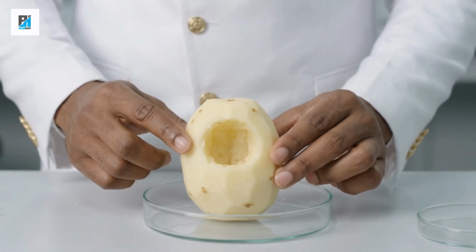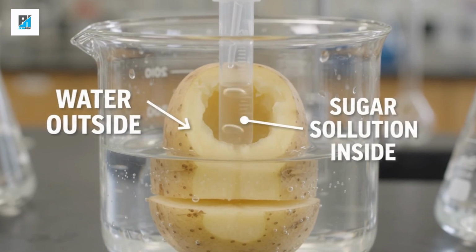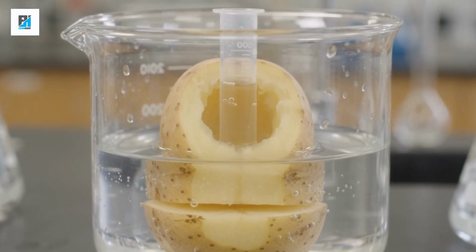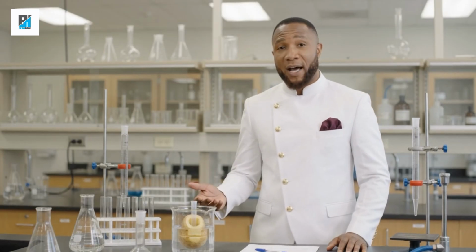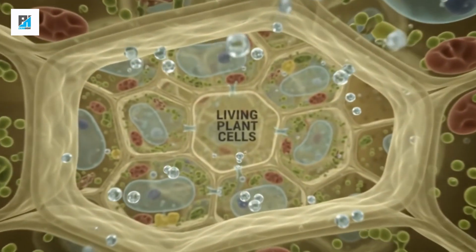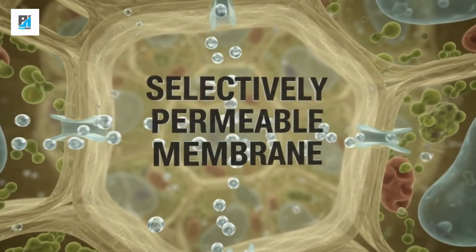A potato can be used as a living osmometer because its cells contain selectively permeable membranes. The potato is placed in water, while concentrated sugar solution is kept inside its hollow. As a result, water moves inside, showing osmosis. Water enters through the potato cells by osmosis, making the liquid level rise. The potato is living material because it is made of living plant cells with selectively permeable membranes.